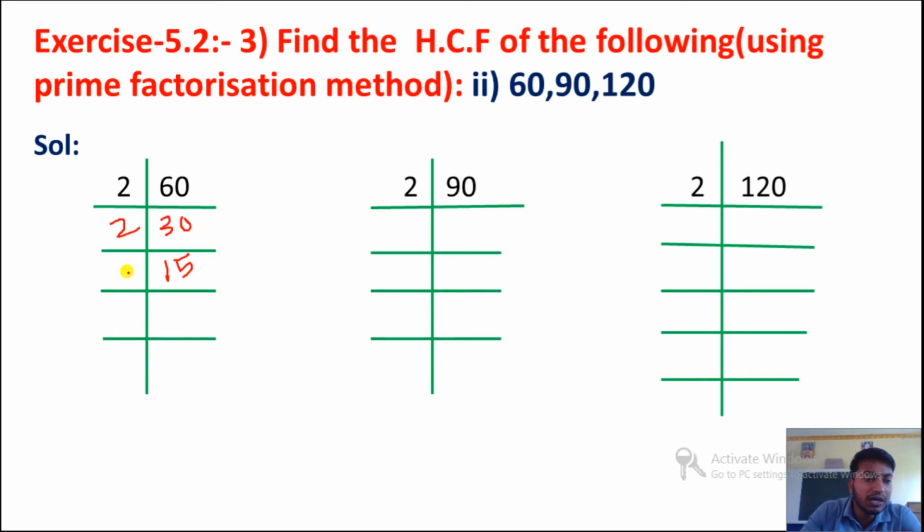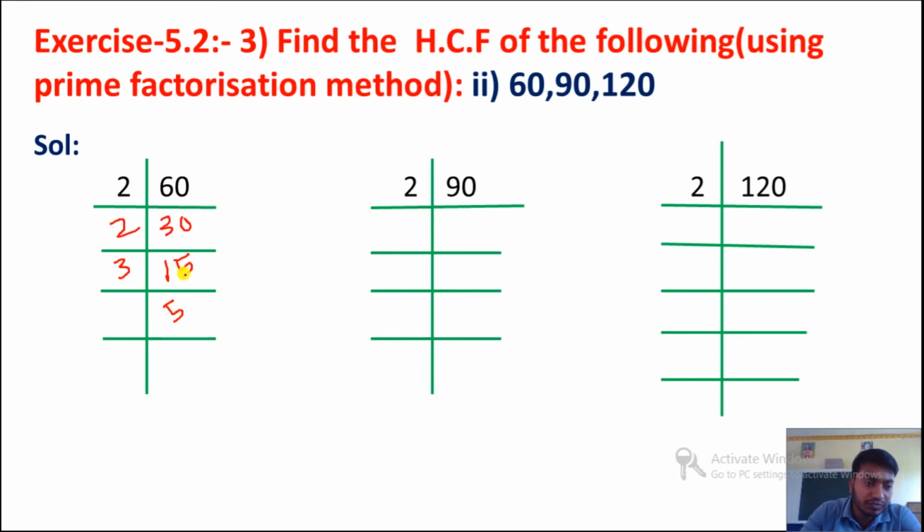After 2, what will come? 3, and 3 is a prime number. This 15 we can easily divide by 3, so we will take 3 here. Now, how many times will it go? 5 times. 3 5s are 15.